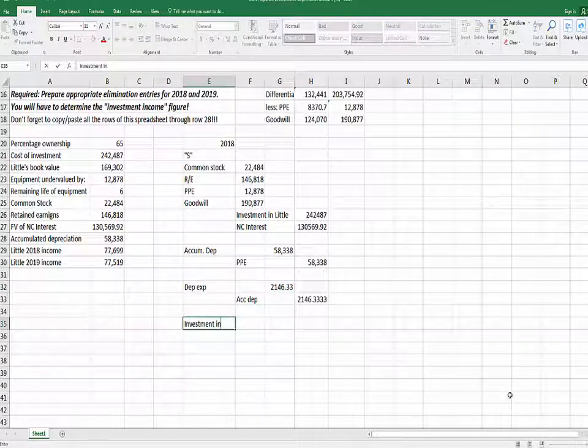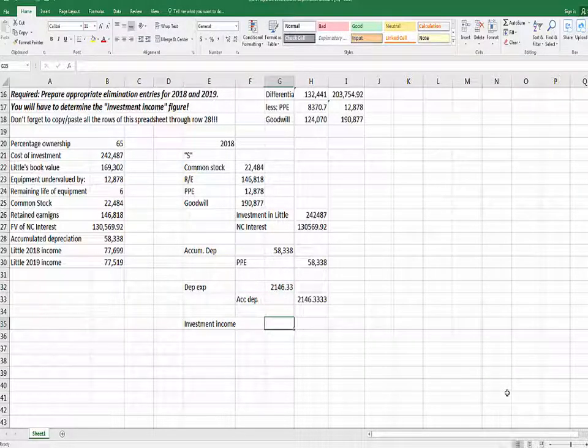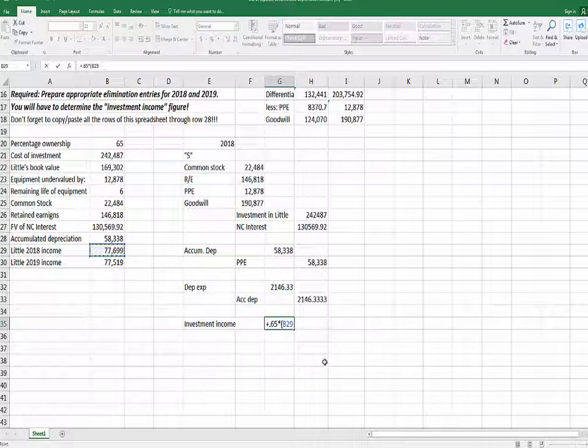Investment income. Again, they would get their share, 65%, of the subsidiary's adjusted/realized earnings. For the adjusted earnings, we start with the reported earnings, $77,699, and we subtract out that depreciation expense adjustment.